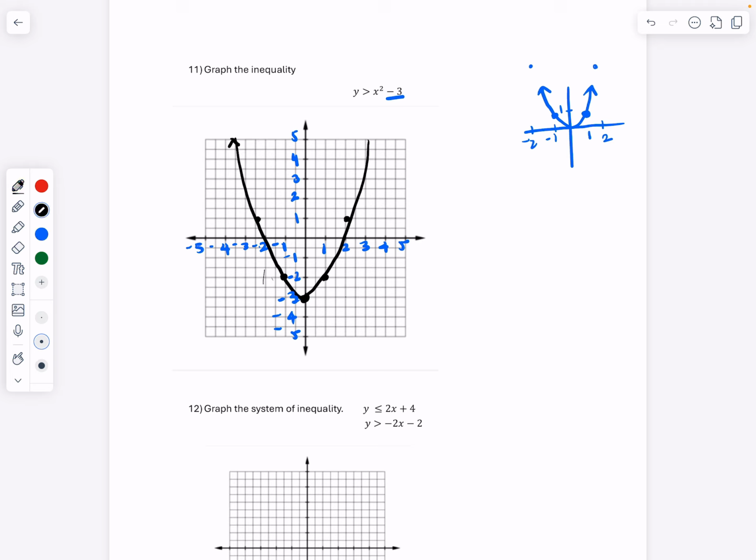I'm going to use test point (1, 1), which is inside the parabola. So x equals 1, y equals 1. Testing it: is 1 greater than 1 squared minus 3? So 1 is greater than negative 2. That's true. So I'm going to shade inside the parabola where the test point is. That is going to be in here.